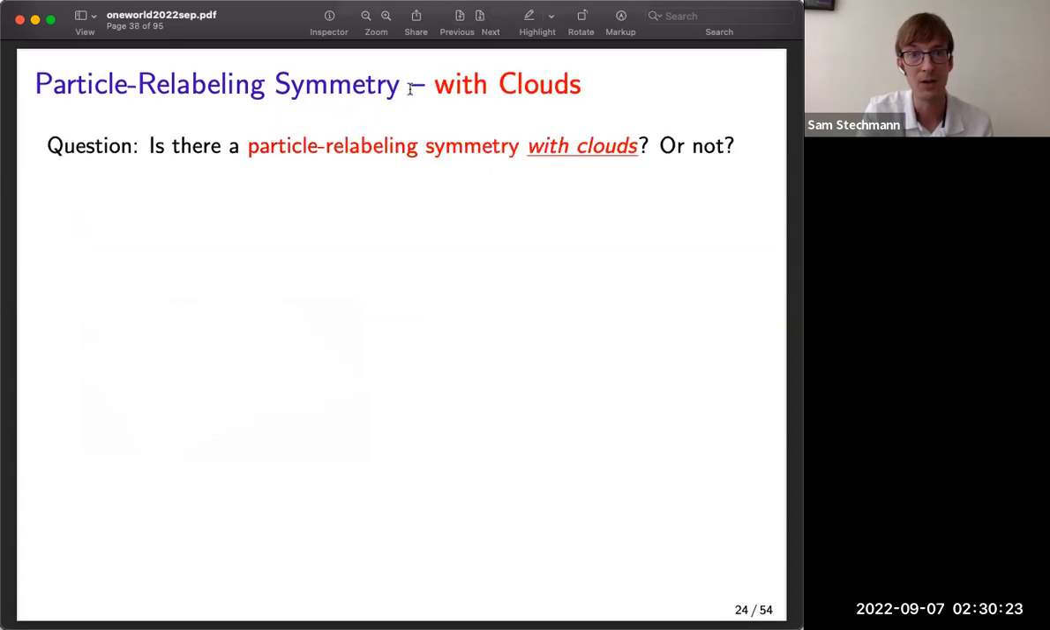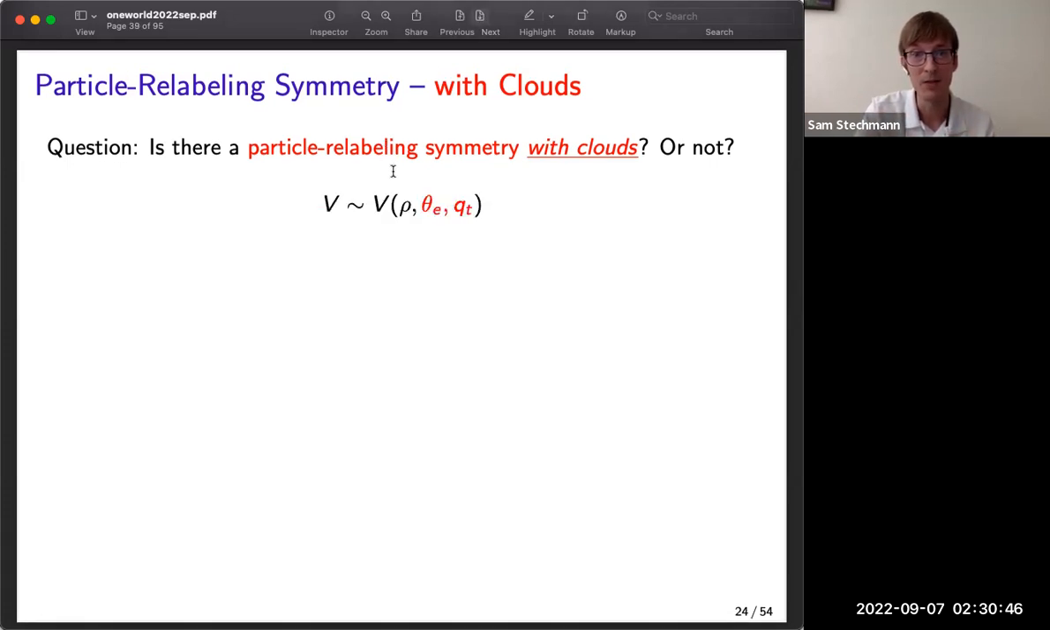Okay, so now we want to try to do this with clouds. And so the question is, is there a particle relabeling symmetry? And the answer could be no. It could be that there is no symmetry of the Lagrangian anymore. And maybe that's why we've never been able to come up with a definition of conserved PV. Or maybe there is. So let's try to think about this now.